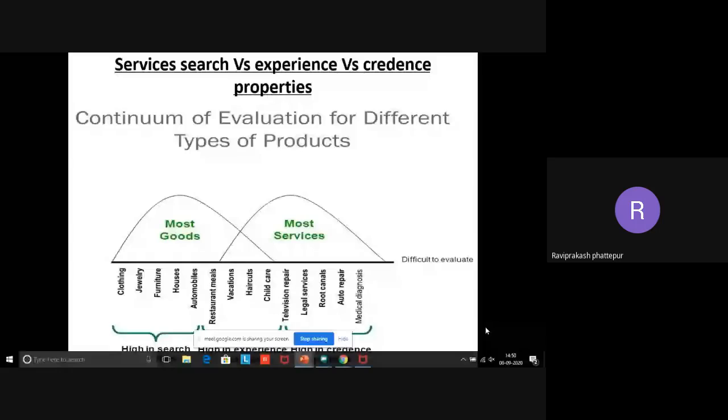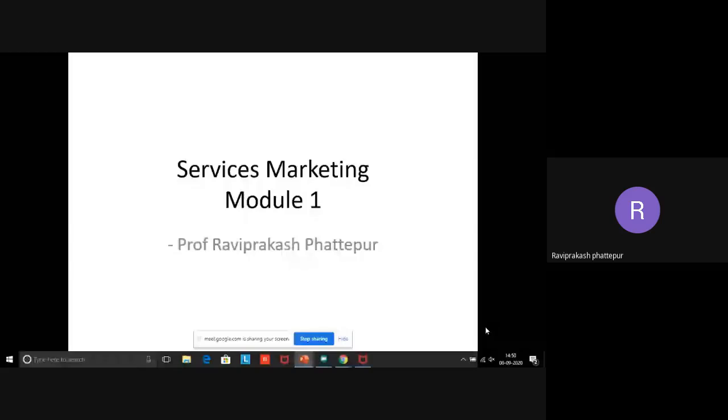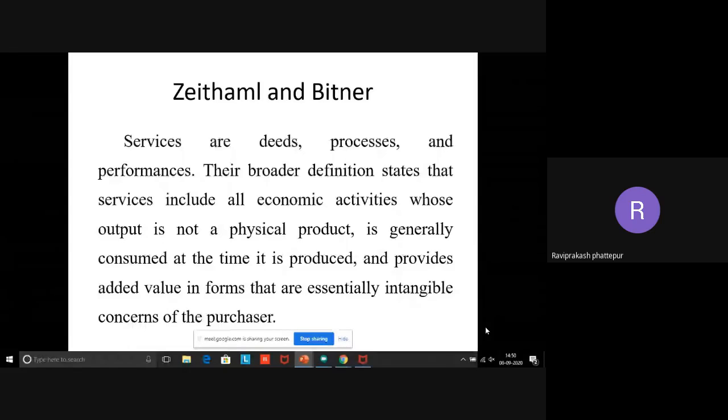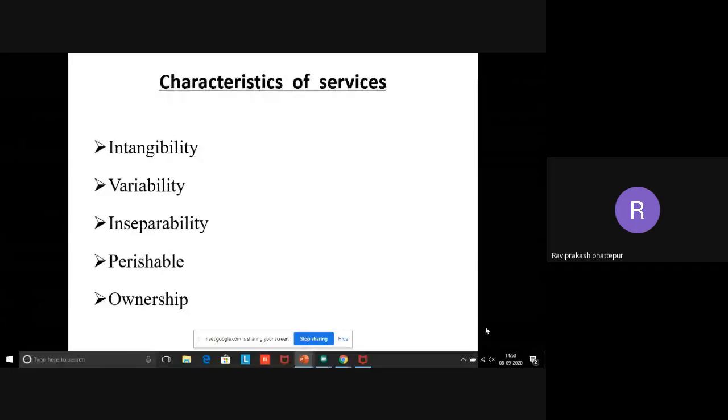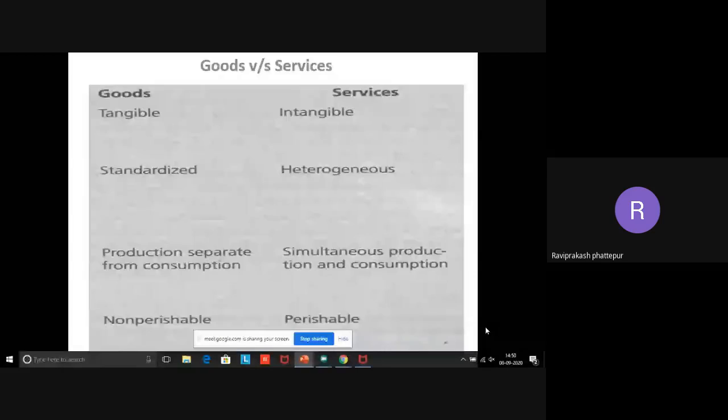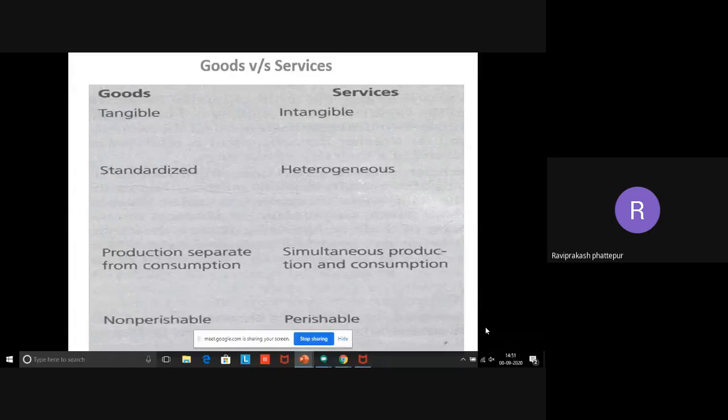So we'll stop here. I'll just tell you what we finished today. We saw the definition of services by Zeithaml, Bitner as well as Kotler. Next comes characteristics of services, which are intangibility, variability, inseparability, perishability, and ownership. Next is goods versus services. Goods are tangible, services are intangible; goods are standardized, services are heterogeneous. Goods production is separate from consumption, while services have simultaneous production and consumption. Goods are non-perishable, services are perishable.